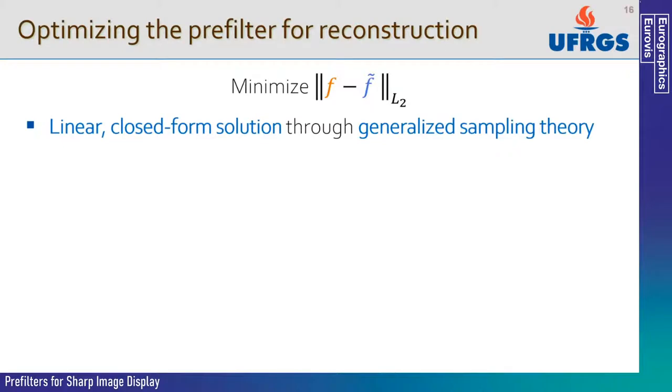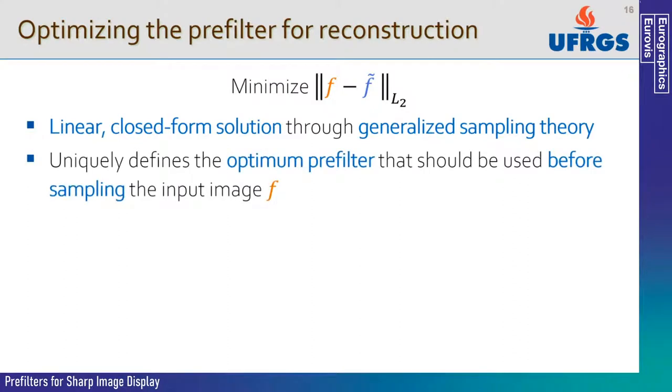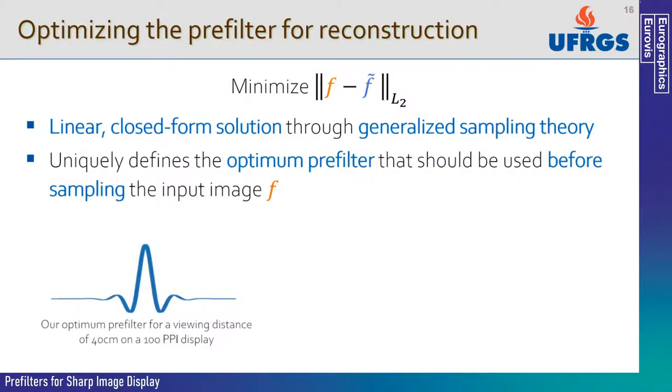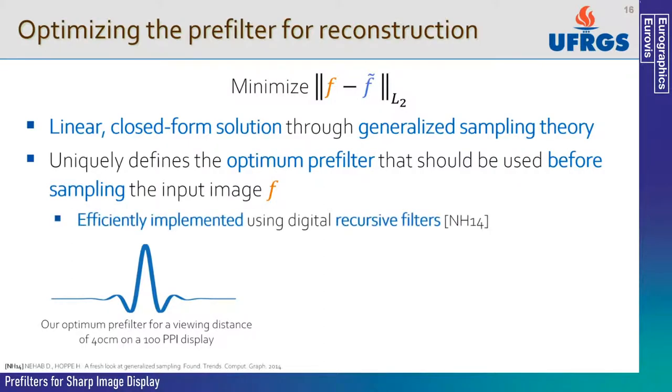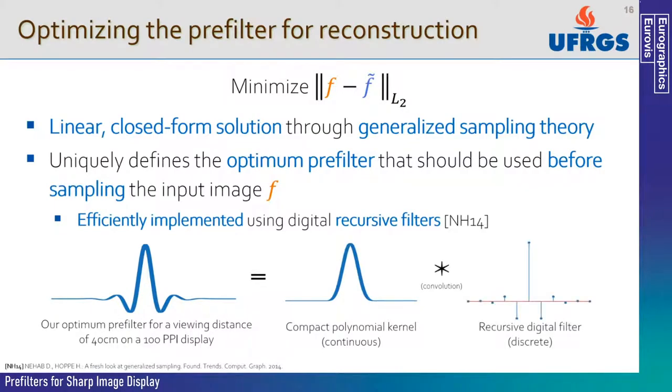This problem is well studied and has a linear closed-form solution easily derived through generalized sampling theory. This uniquely defines the optimum pre-filter that should be used before sampling the input image F. Here's what our optimum pre-filter looks like for a viewing distance of 40 cm on a 100 ppi display. Furthermore, this pre-filter is efficiently implemented as it can be decomposed as a combination of a compact polynomial kernel and a recursive digital filter. Before we analyze the frequency response of our pre-filter, let's see a practical example.